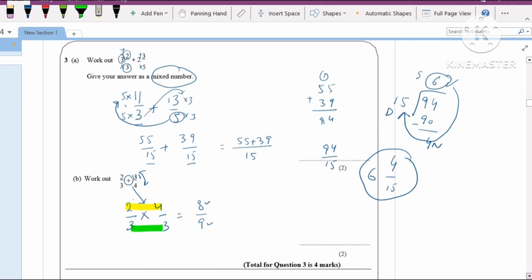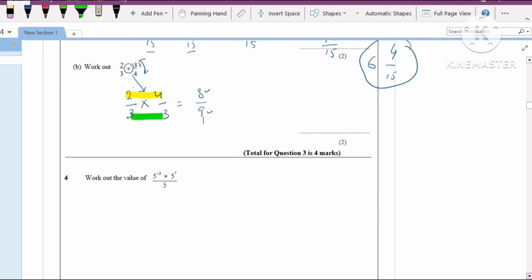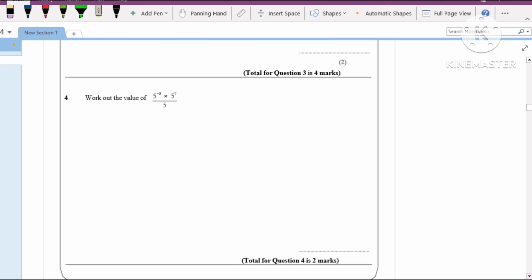We are moving toward question number 4, that is about the indices. Here the common mistake is basically students are going to work this number out by calculations. Don't calculate these numbers by times it by 5 times 5. Don't think about that. Use the rules of indices to simplify this question. So this question is from indices.